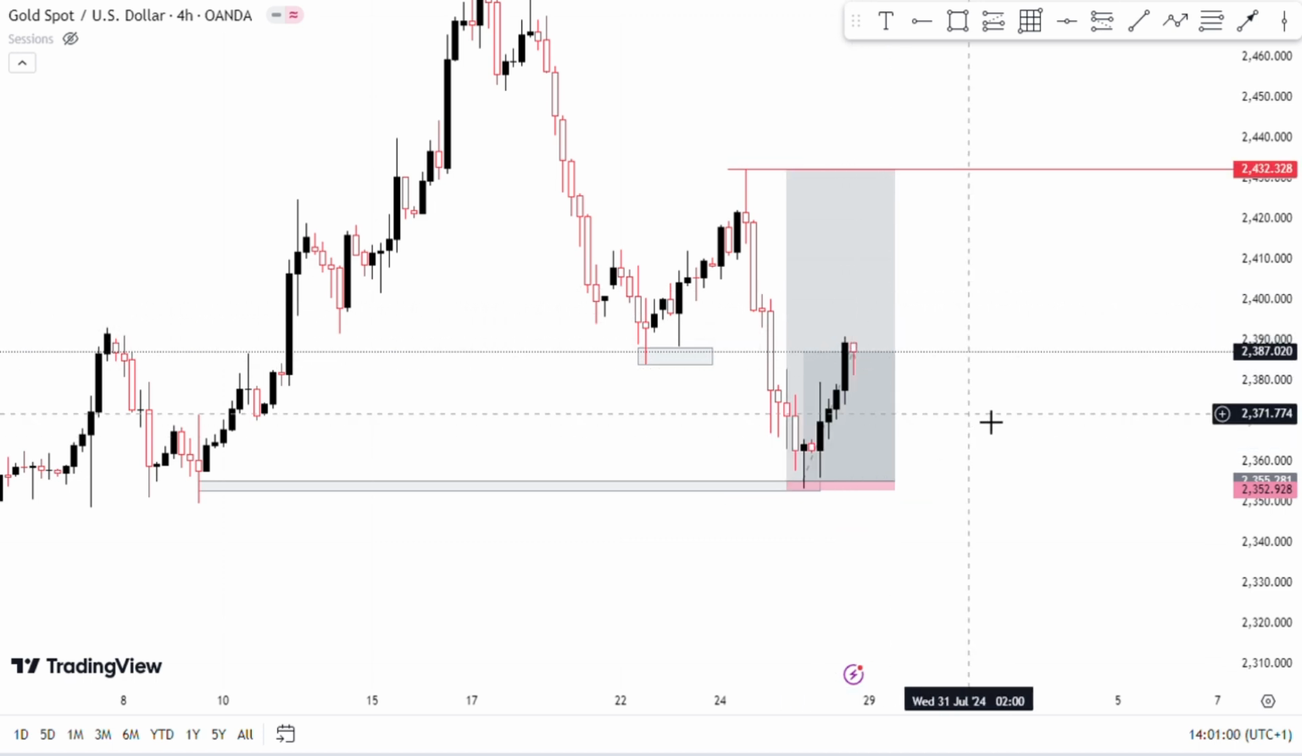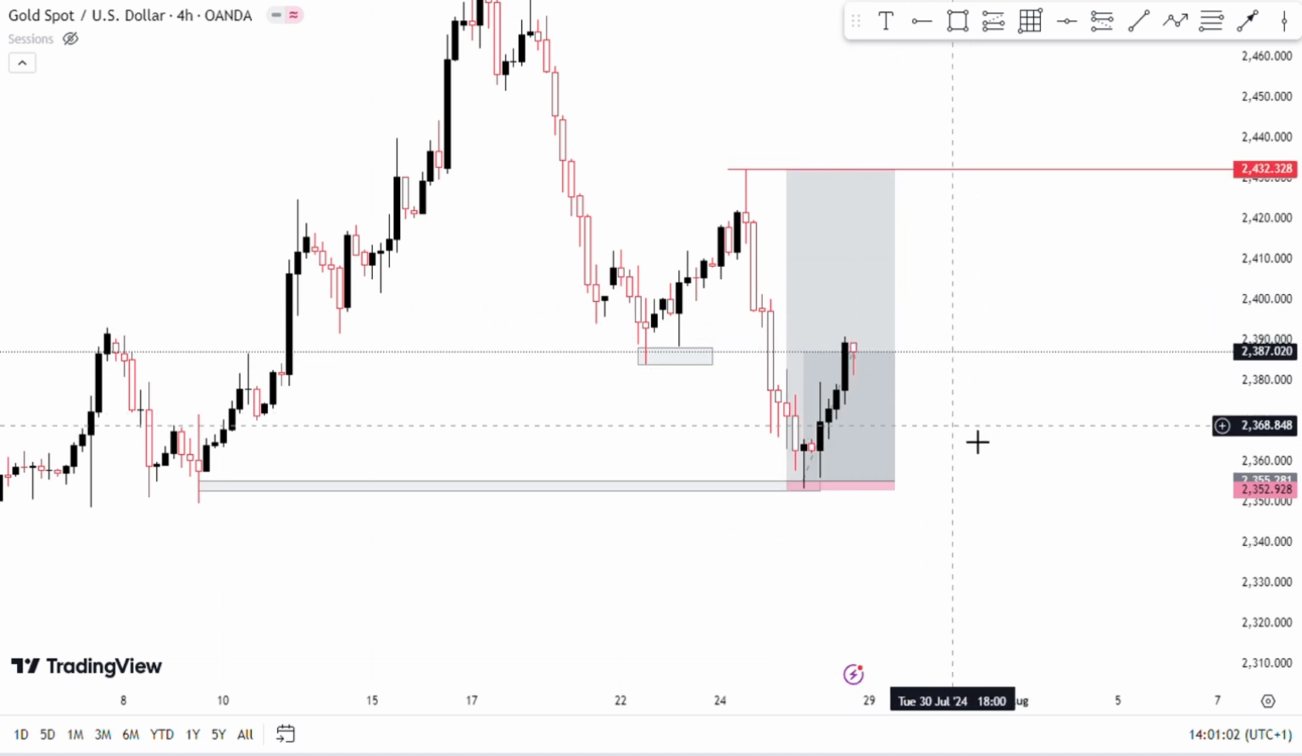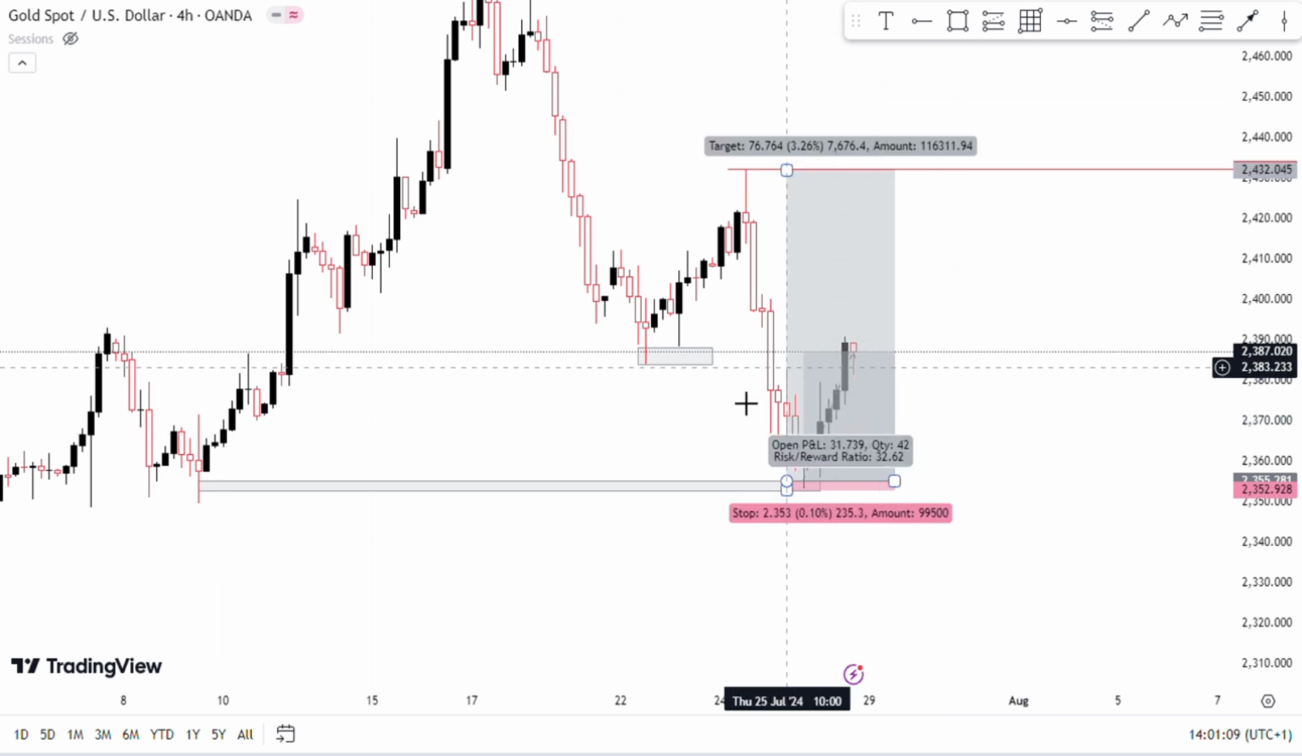Then after this setup, we go to the forecast, what's probably going to happen next week, and then I'm going to give you the entry, stop loss, and also take profit. We are going to be doing it together. So let's just go into the video right now.